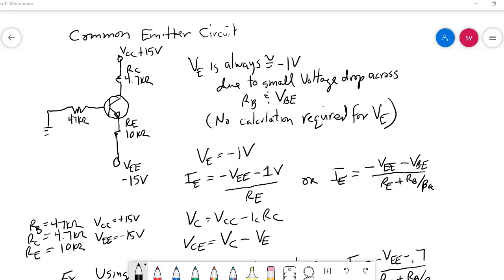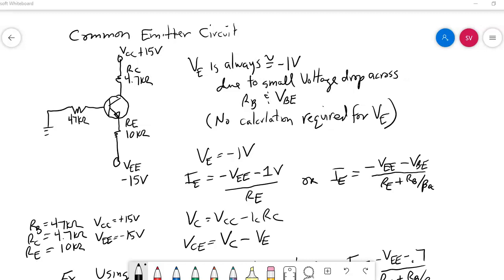Notice that our base terminal is grounded, and now we have two voltage sources. We have a plus VCC of plus 15 volts, and you need a separate or second voltage source, VEE, which is minus 15 volts. So it's minus 15 at the emitter end, plus 15 at the collector end. You need two separate voltage sources. You cannot just piggyback off of one.